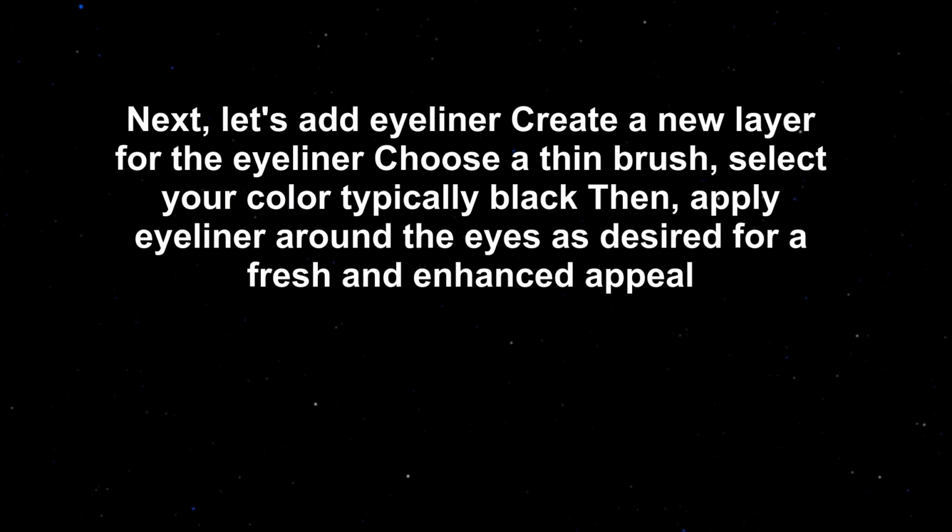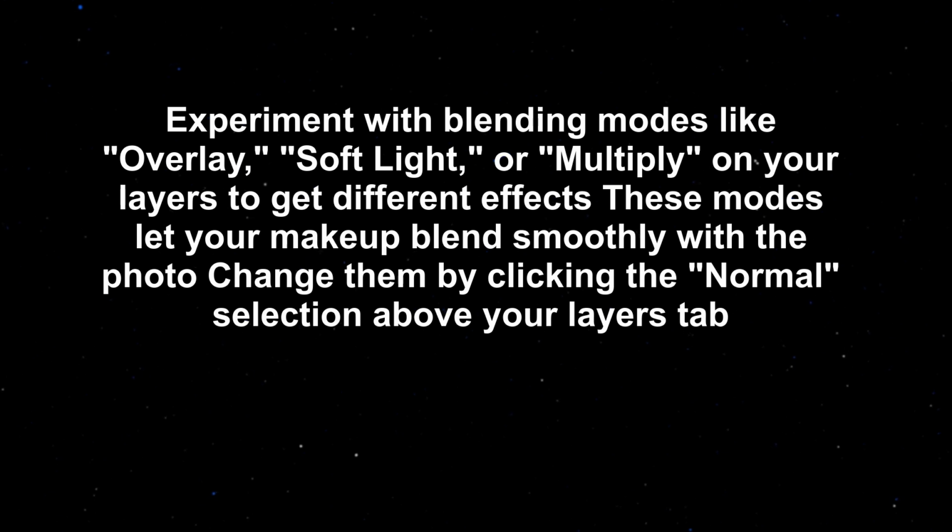Next, let's add eyeliner. Create a new layer for the eyeliner. Choose a thin brush. Select your color, typically black, then apply eyeliner around the eyes as desired for a fresh and enhanced appeal. Experiment with blending modes like overlay, soft light, or multiply on your layers to get different effects. These modes let your makeup blend smoothly with the photo. Change them by clicking the normal selection above your Layers tab.